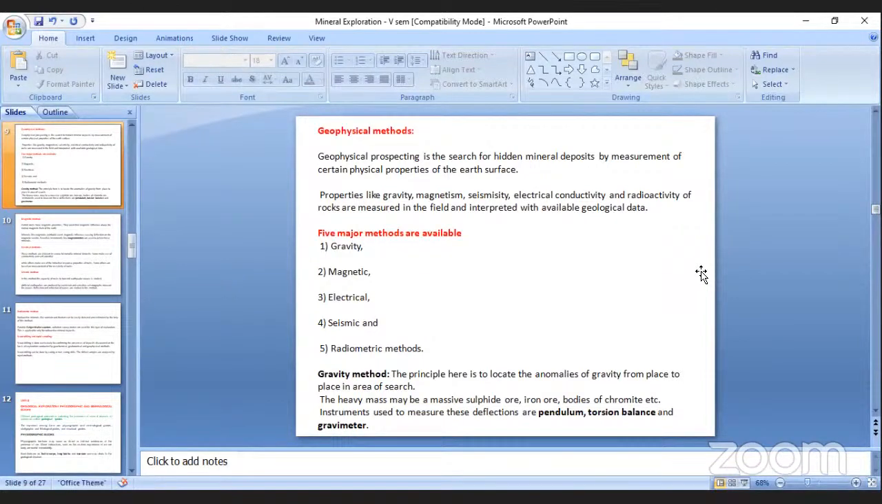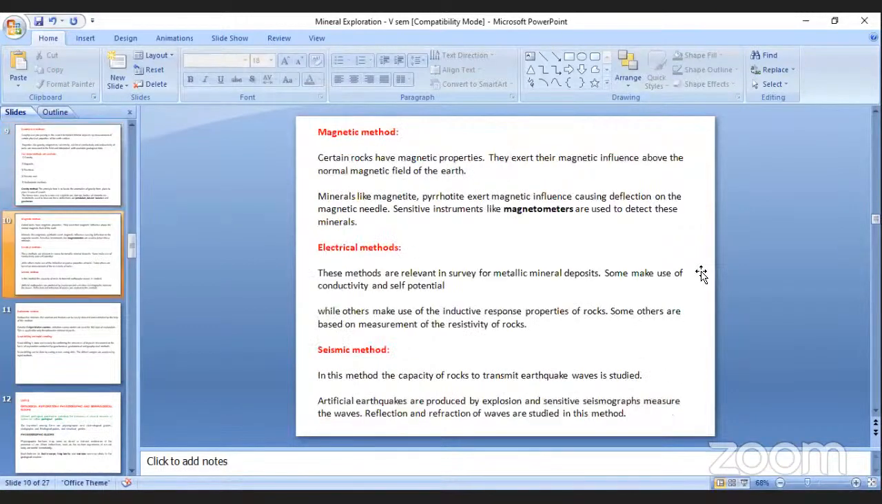Gravity means it has more weight. So based on that, the more weight, we have a chance to measure the values. And based on these values, we can tell which type of ore deposit will be there, or which type of elements were present. So we can identify very easily using this method.